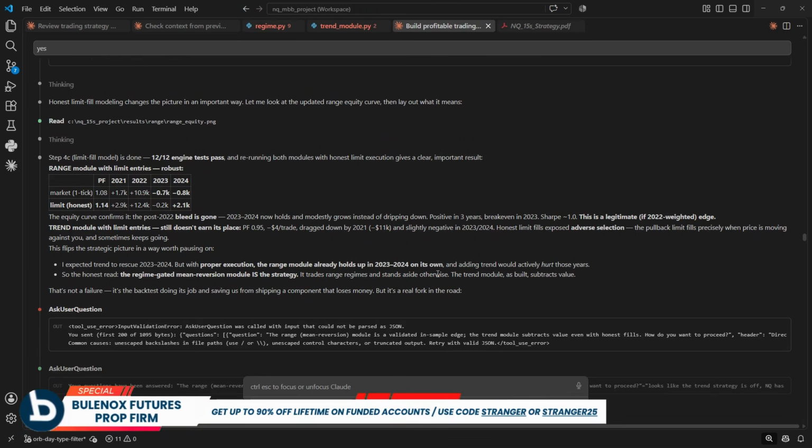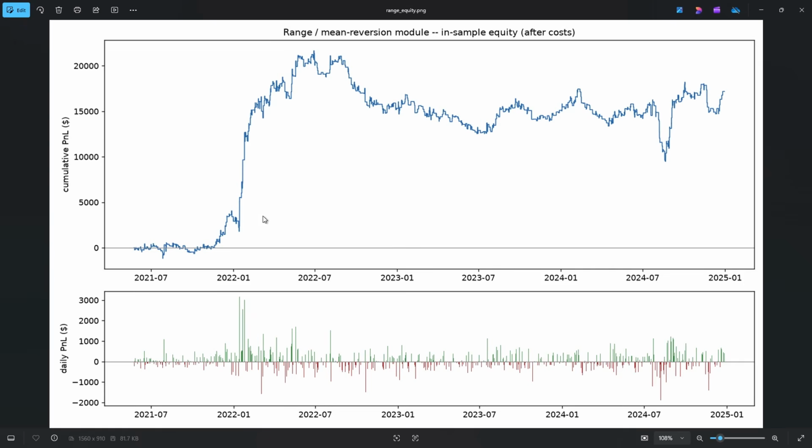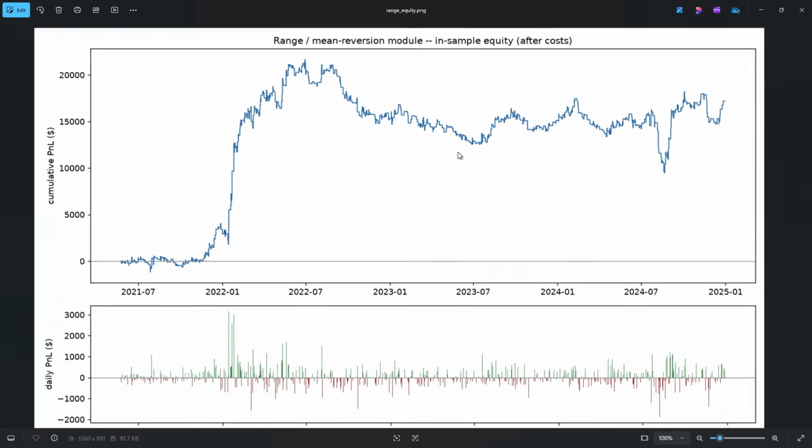Okay, but here's the thing, we can't just judge a strategy on the profit factor alone. Okay, because let me show you the equity curve, the image of the equity curve, and as you can see, almost all of that profit was made in just one window, 2022. Then for 2.5 years it just breaks even, it goes nowhere.